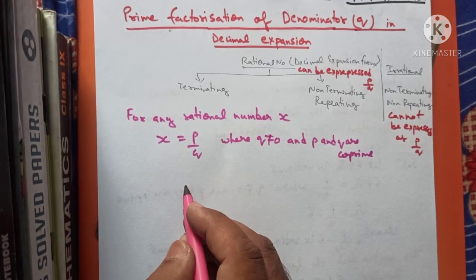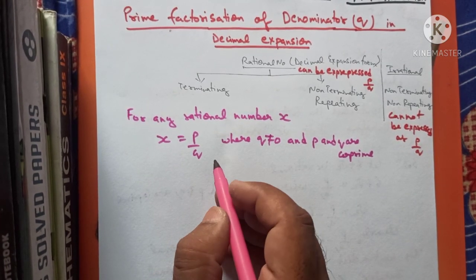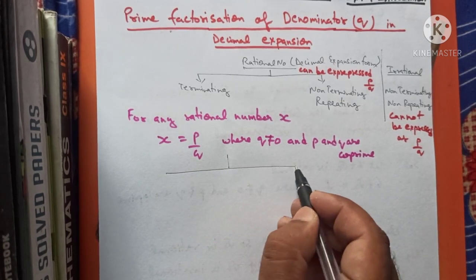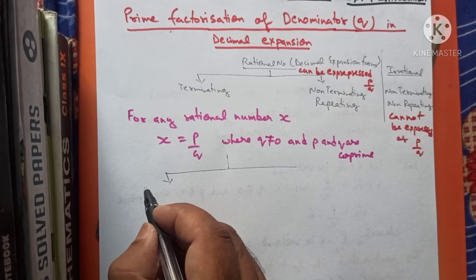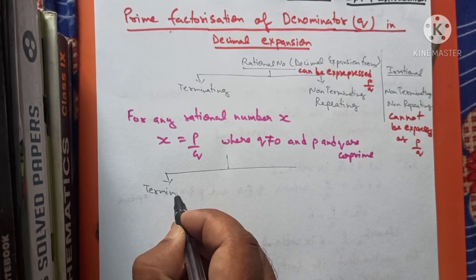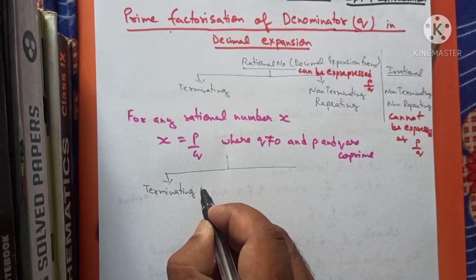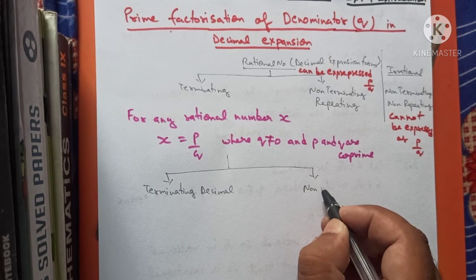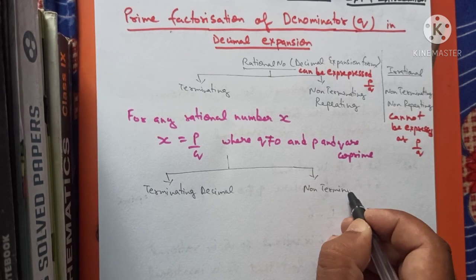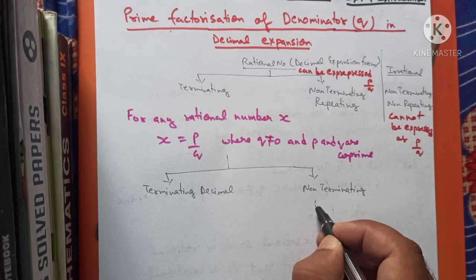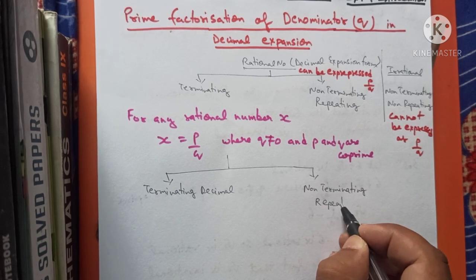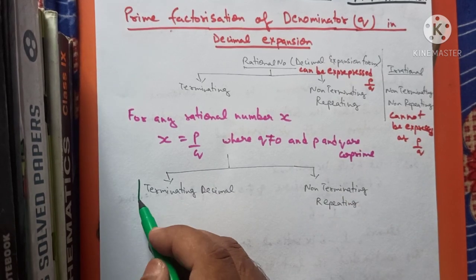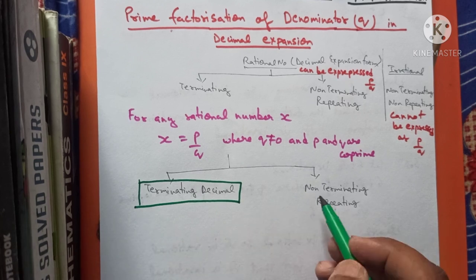So it can be either terminating decimal expansion or non-terminating. Again, I am just dividing it into two parts. So it can be either terminating decimal or it can be non-terminating repeating. So there are two types of decimal in case of rational numbers.